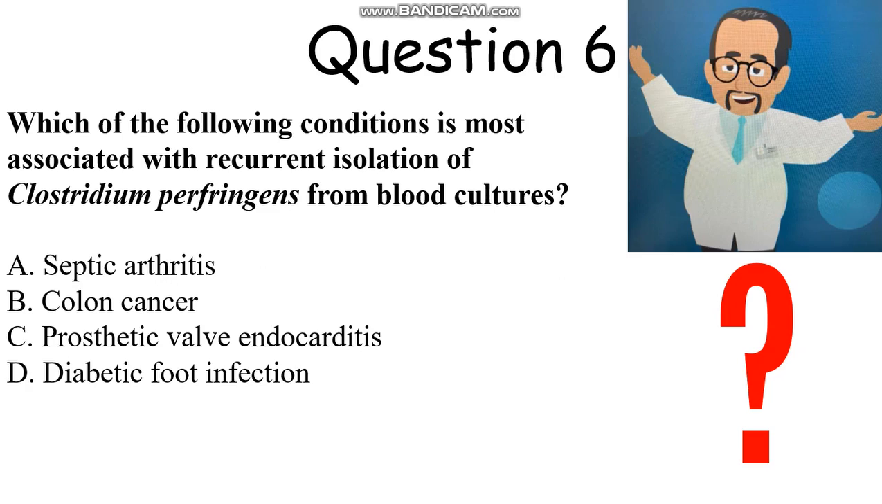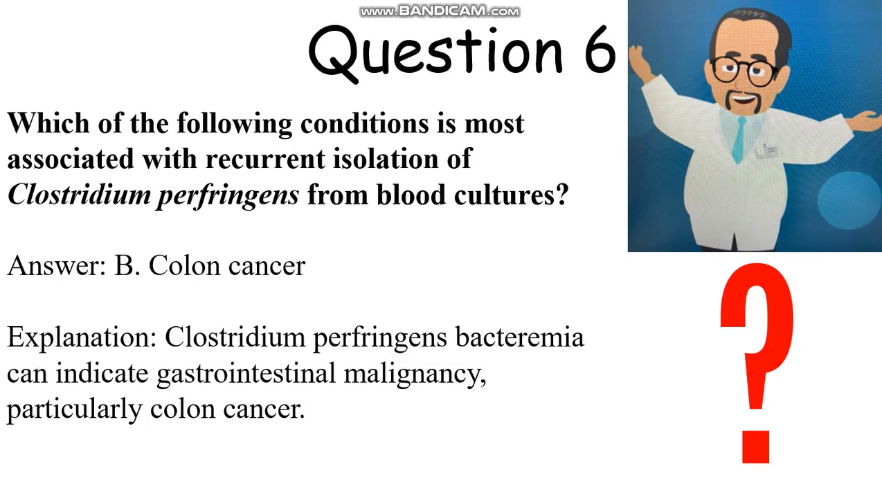Next, which of the following conditions is most associated with the recurrent isolation of Clostridium perfringens from blood culture? Is it septic arthritis, colon cancer, prosthetic valve endocarditis, or diabetic foot infection? The answer is colon cancer. Clostridium perfringens bacteremia can indicate gastrointestinal malignancy, especially colon cancer.